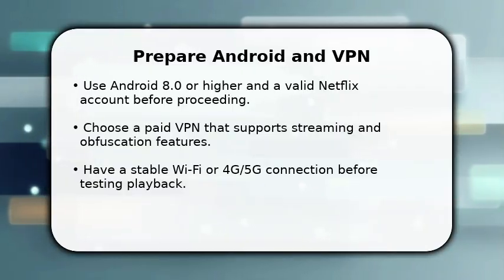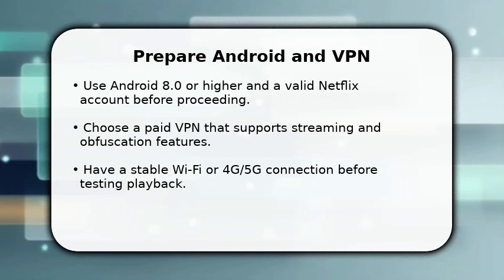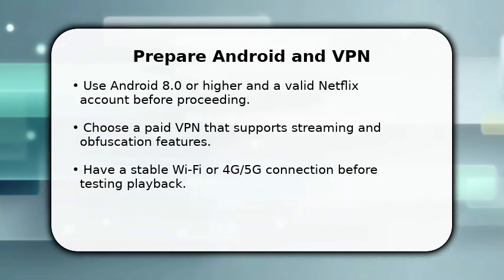First, confirm your phone runs Android 8.0 or higher, and has a valid Netflix account. Next, pick a paid VPN service that explicitly supports streaming and obfuscation for reliability. Install the VPN app from Google Play and sign in with your subscription credentials.